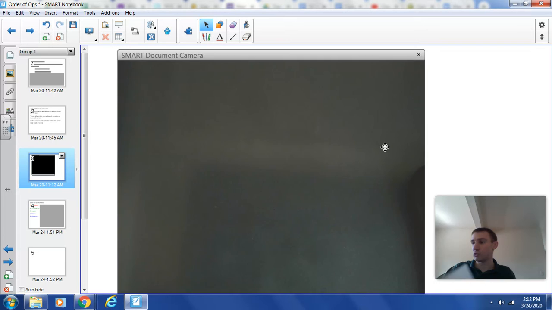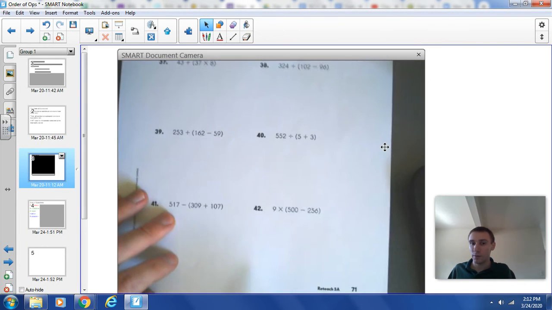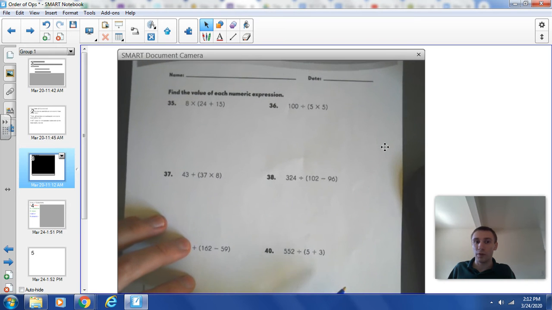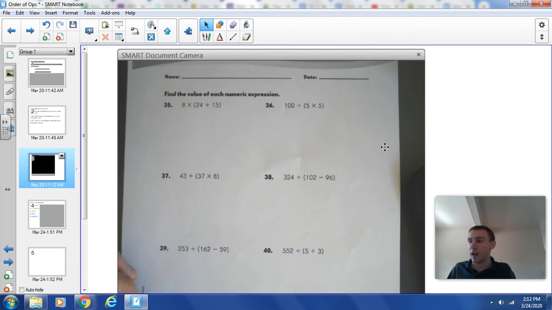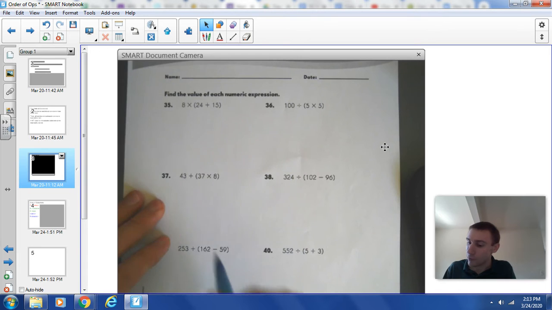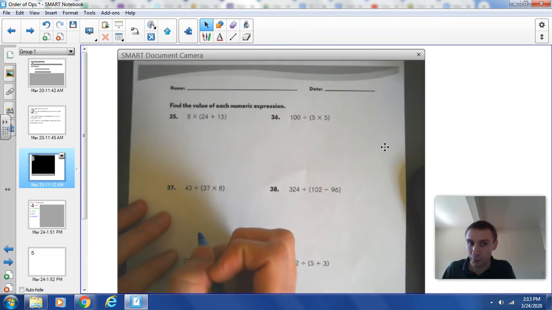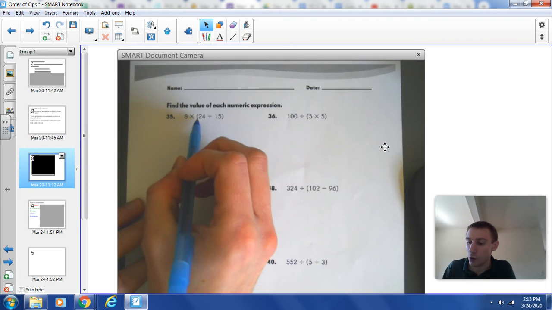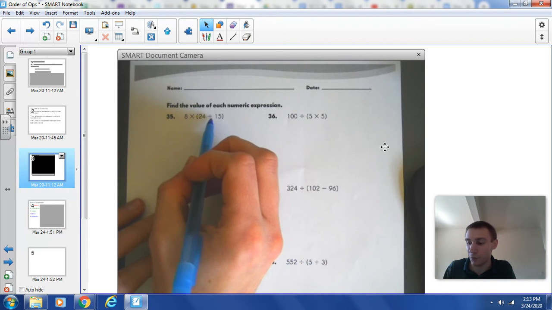If we turn the page to page 71, okay, we have 71 on the very next page. I'm going to do the first problem up top with you. And this page doesn't have the guiding lines. So we're going to have to work through these very, very cautiously. Okay? If I start on number 35 with you, what I want you to think about is 8 times the quantity 24 plus 15.